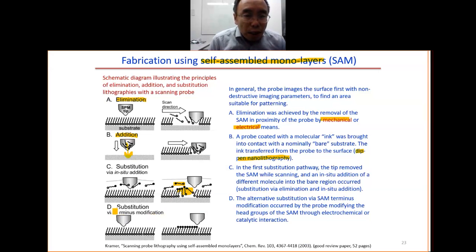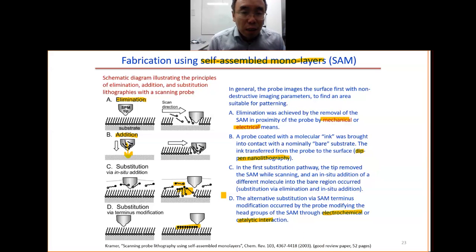The last one is also substitution, but this one is substitution via terminus modification. You scan the tip along the surface through electrochemical or catalytic interaction, so you can modify the end of this molecule. If you want to learn more about this method, you can go to this very long, 52 pages long review paper.